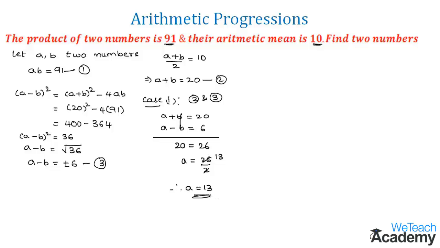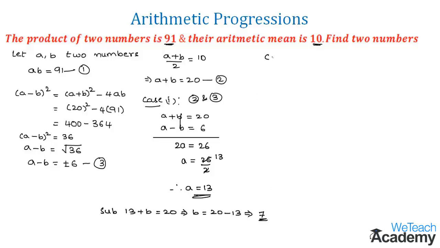Now let us substitute the A value as 13 in equation 2 and see what the B value would be. On substituting, we get 13 plus B is equal to 20, and by transferring 13 to the right hand side, we get B is equal to 20 minus 13. On subtracting 13 from 20, we get the B value as 7.